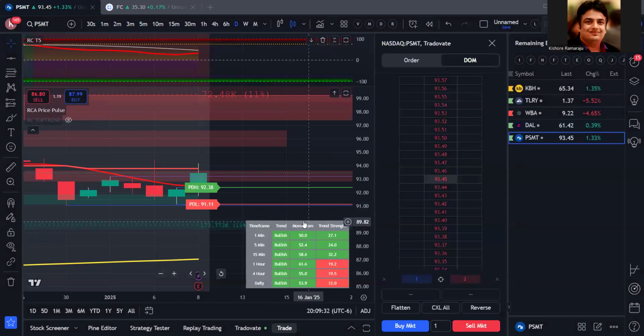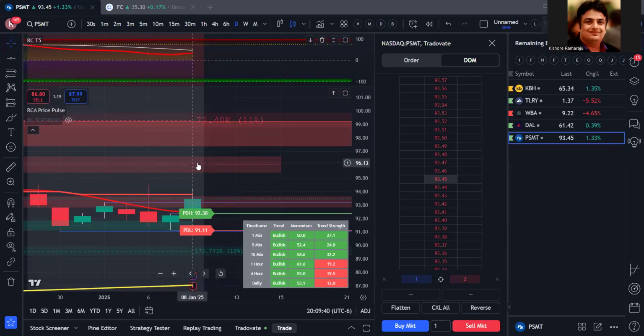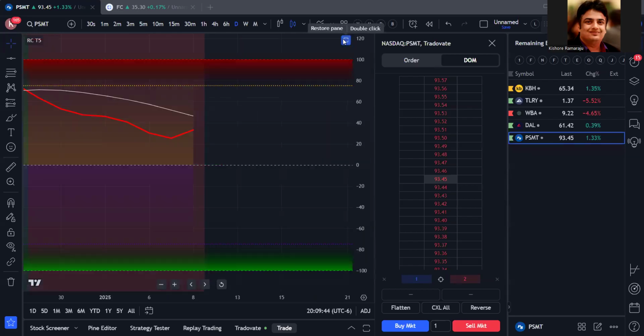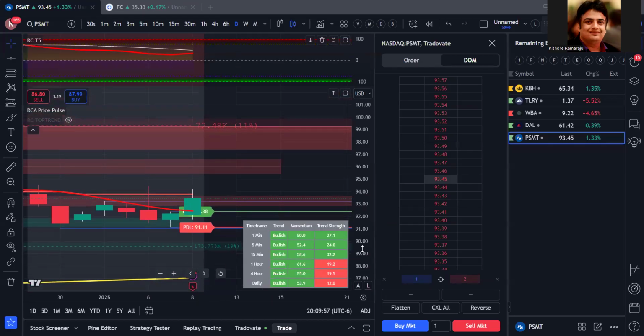The trend is completely bullish. Momentum is bullish. Strength is good. There are a lot of buyers. There are a lot of buy orders here, buy orders here. The price can go all the way to $99. So even though this is a little down, the curve is pointing towards the upside. That means it is not pointing towards the downside. So PSMT can go up post earnings.